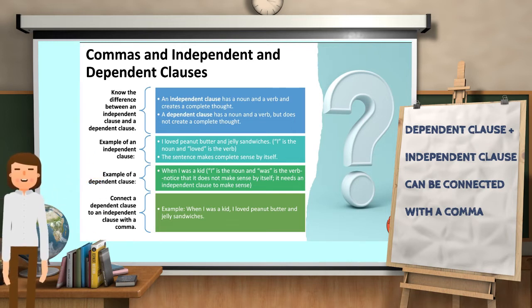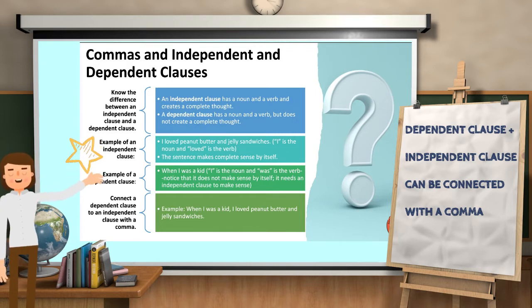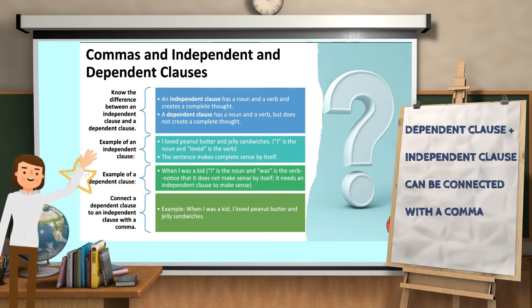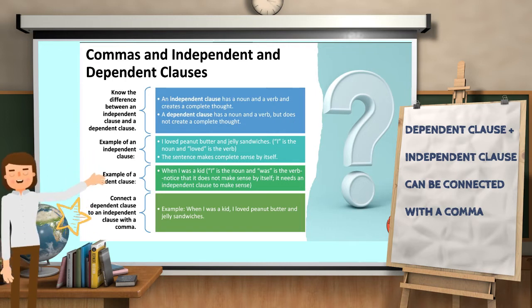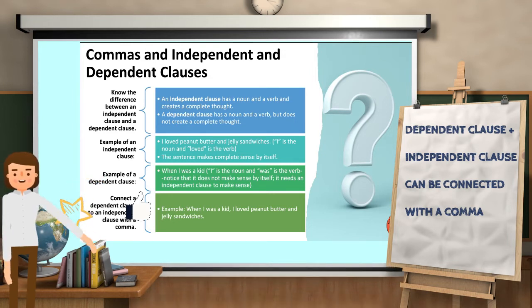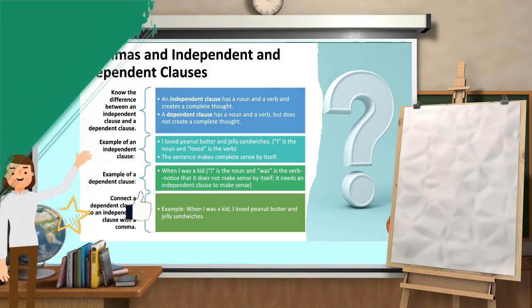So we're going to give you a few examples here. I loved peanut butter and jelly sandwiches. I is the noun and loved is the verb. The sentence makes a complete sentence by itself. When I was a kid, that is a dependent clause. So I is the noun and was is the verb, but it doesn't make sense by itself. It needs an independent clause to make sense. So, when I was a kid, comma, I loved peanut butter and jelly sandwiches, and that's the correct way to connect a dependent clause to an independent clause.